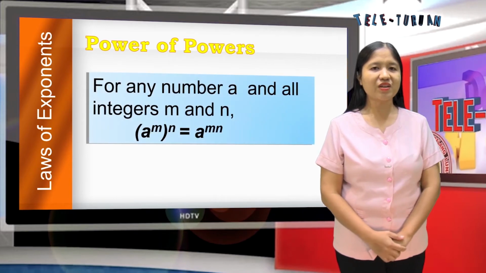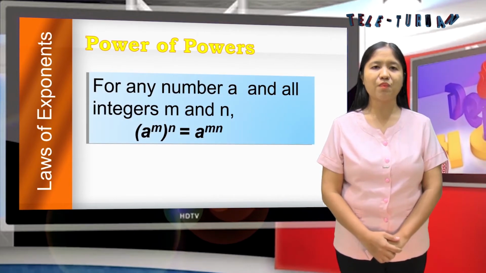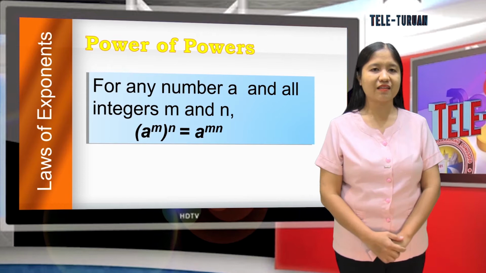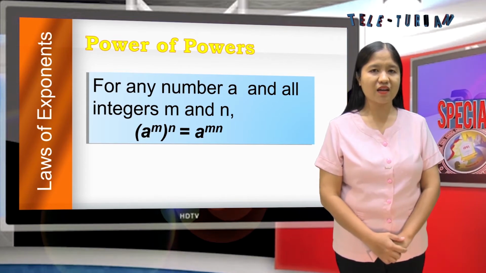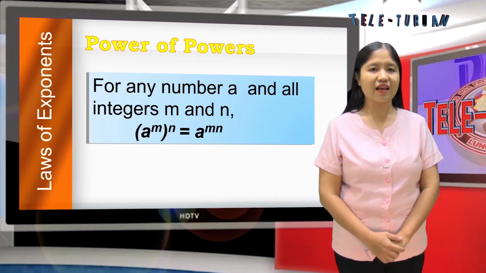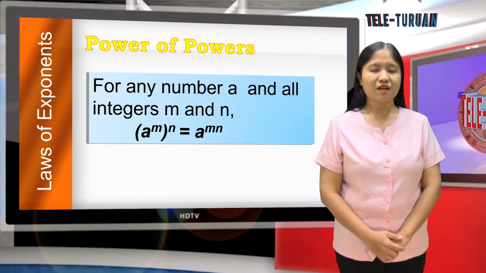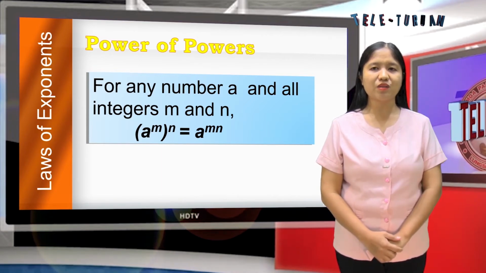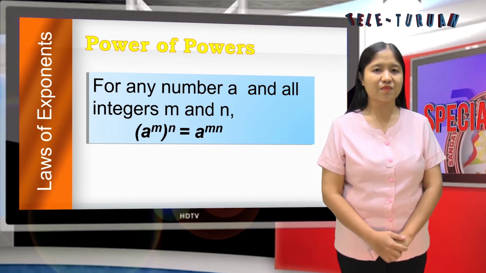The second law of exponents is called power of powers, which states that for any number a and all integers m and n, the quantity a raised to m quantity raised to n is equal to a raised to m times n.